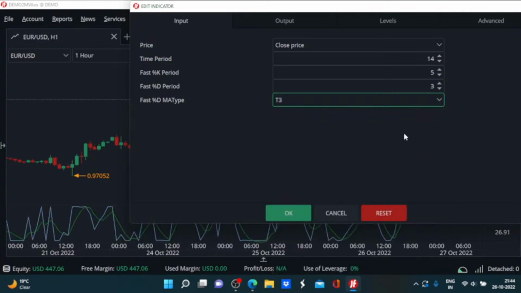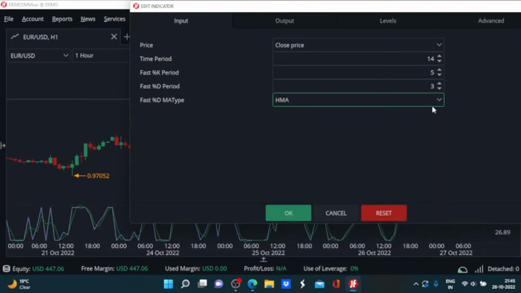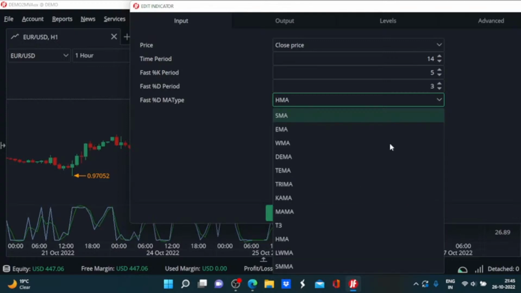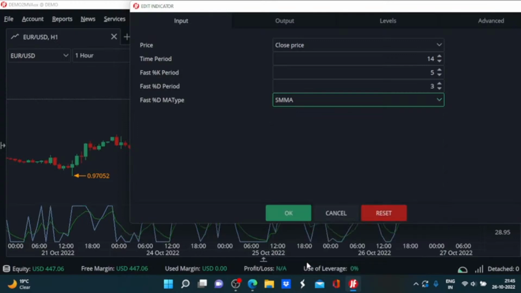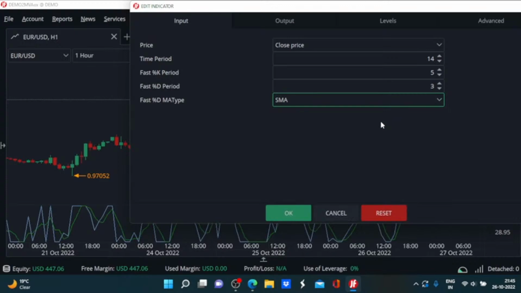And for T3, which is a lot more smoother version of the moving average, you will have this smoothing observed in the plotting of the stochastic RSI as well. So you have to see what kind of formation is likely to work best for you, and then accordingly take the trade. All right.